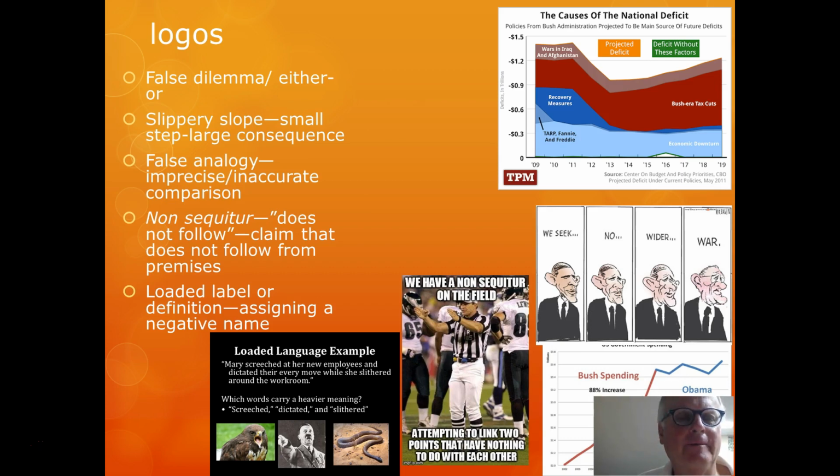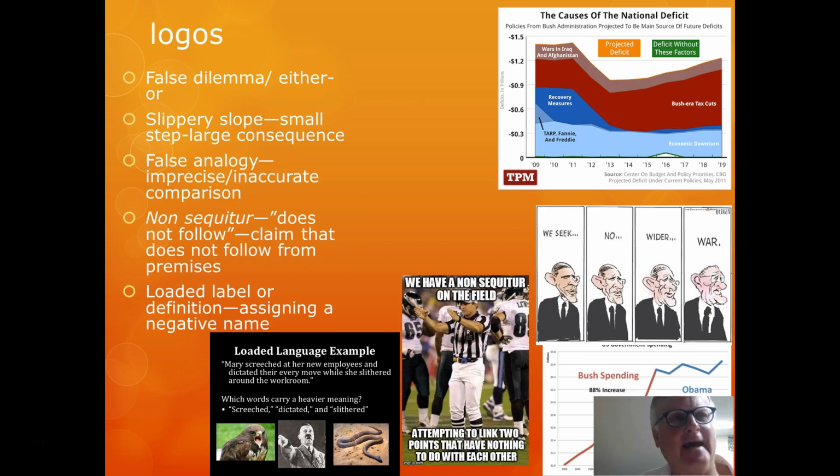A non sequitur is a claim that doesn't follow from the premises, and you'll see examples of that from time to time. Two points that really don't have anything to do with each other. You see this a lot. If you say, well, Donald Trump is doing X, well, what about Obama? Or what about Hillary Clinton? What about those emails? What about Benghazi? And those things are not necessarily connected.